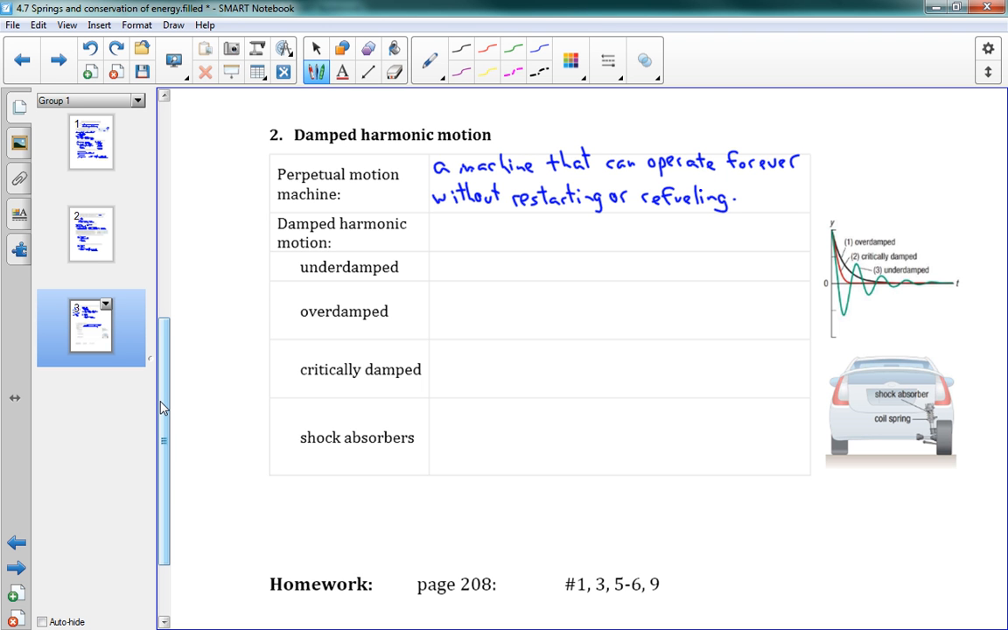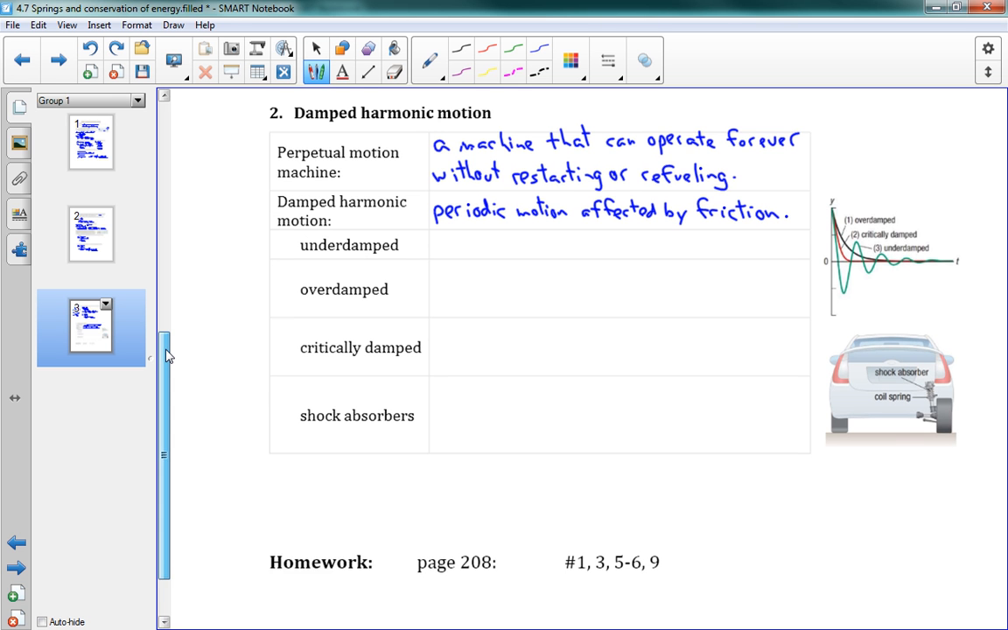Instead what we have is damped harmonic motion. And this is periodic motion affected by friction. So this is what we have instead of perpetual motion. It eventually goes down to zero. So you can see the picture to the right here. We have some oscillating patterns that go closer and closer to zero and eventually just stop moving.